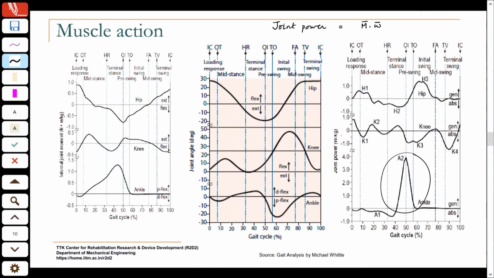So, usually these joint moments and powers are all normalized by the body mass. So, you have here the unit Newton meter per kg for the joint moment, and watt per kg for the joint power. Okay. So, that gives you an idea.